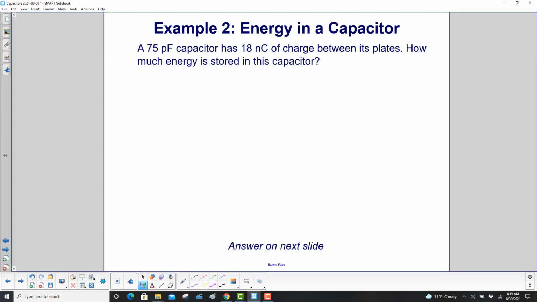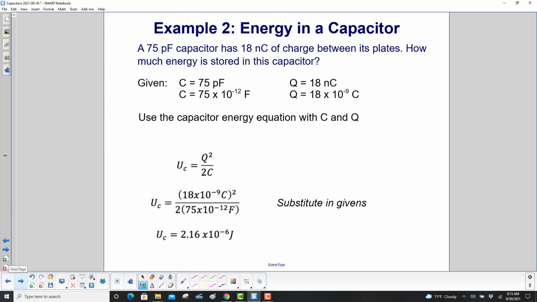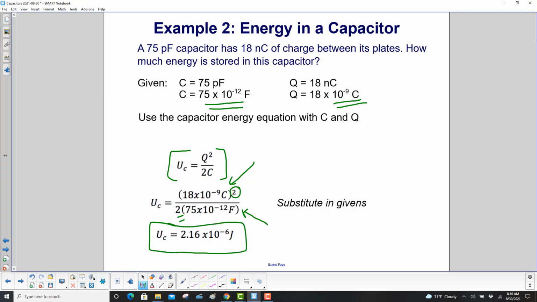A 75 picofarad capacitor has 18 nanocoulombs of charge between its plates. How much energy is stored in this capacitor? We have 2 unit conversions to do here. We have to convert picofarads to farads. 1 picofarad is 10 to the minus 12 farad. And nanocoulombs to coulombs. 10 to the minus 9th coulombs is 1 nanocoulomb. This time we use the capacitor energy equation with charge and capacitance, and that's Q squared over 2C. We plug in our charge, and again, don't forget the square. Here's the capacitance, and here's 2, and we get 2.16 times 10 to the minus 6 joules.